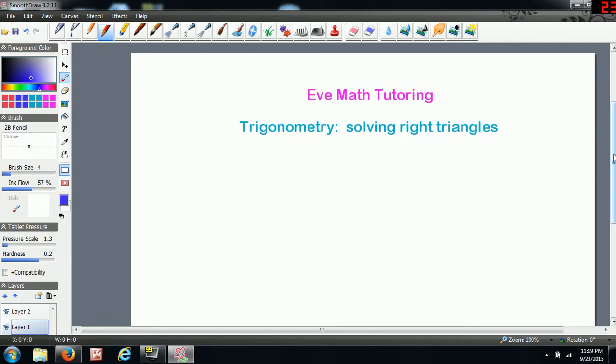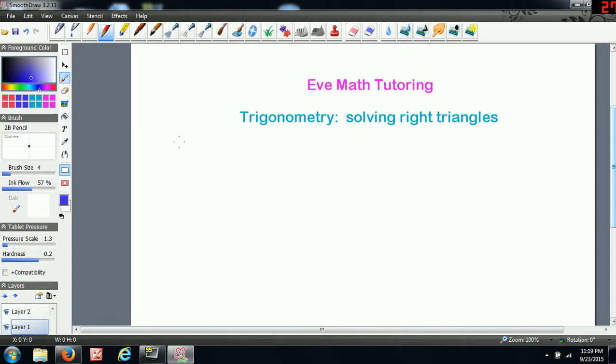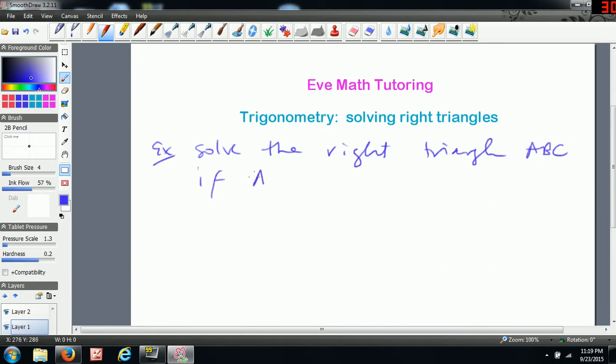Today's lesson is on trigonometry, solving right triangles. So I'm going to start off with an example. Say you're asked to solve the following right triangle. Solve the right triangle ABC if A equals 18.6 degrees and C equals 135.